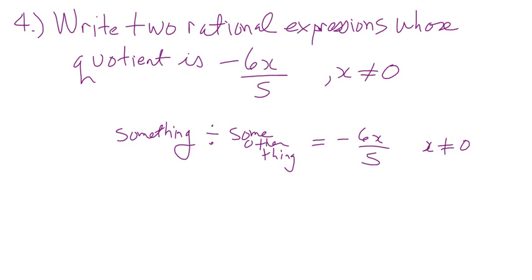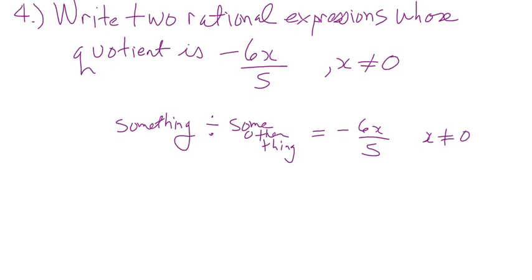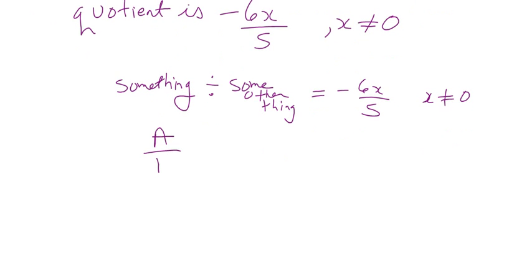Okay? Now, usually in math, we don't use something and some other thing. So we need to write an expression of this form. A over b divided by c over d is equal to negative 6x over 5, where x is not equal to 0. So, what do you want to do? I mean, we just really plunk anything down, right? As long as it divides out to that.